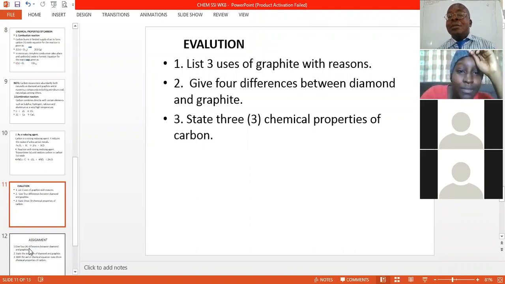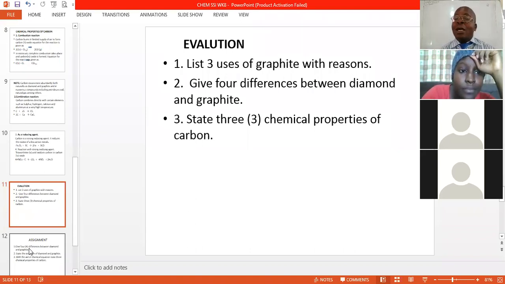Crucible. Okay, it's used in making crucibles. That's good. Now we go to number two: give 4 differences between diamond and graphite. Yes, that one is easy. Now let's point them out.